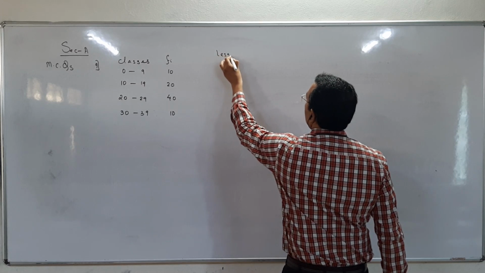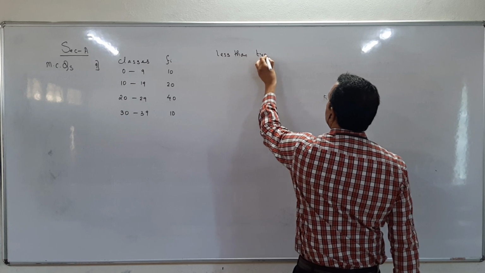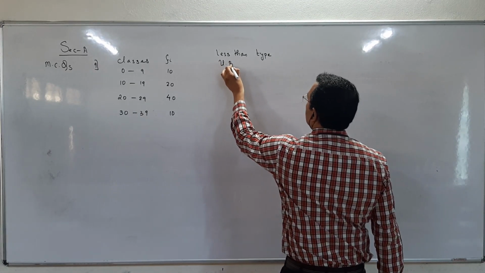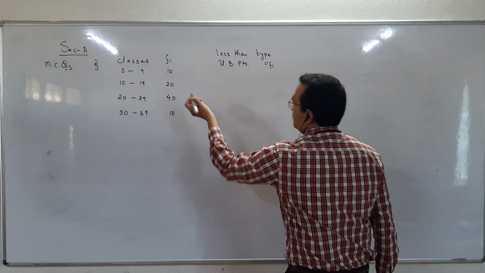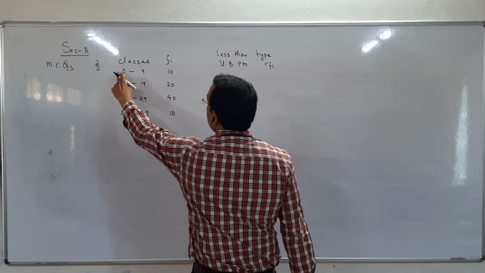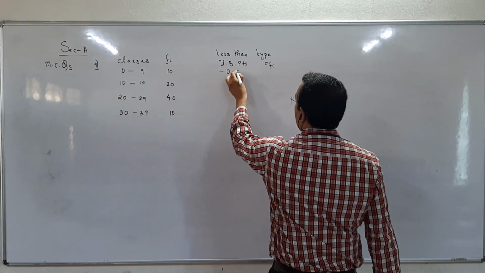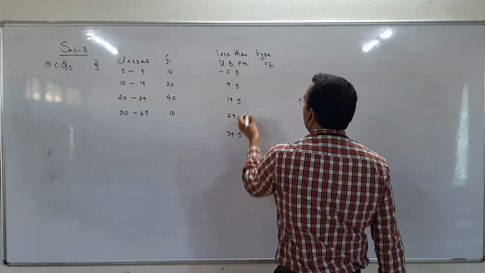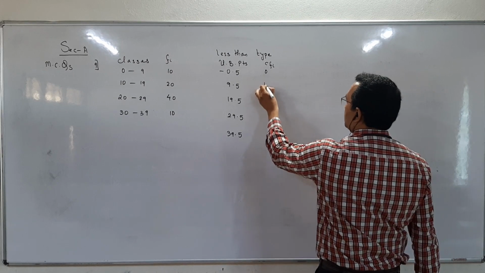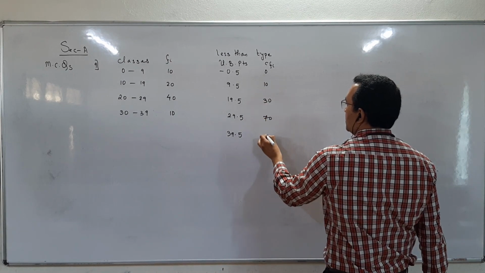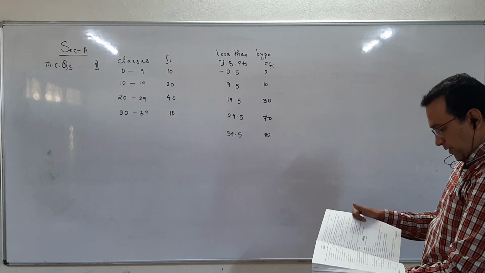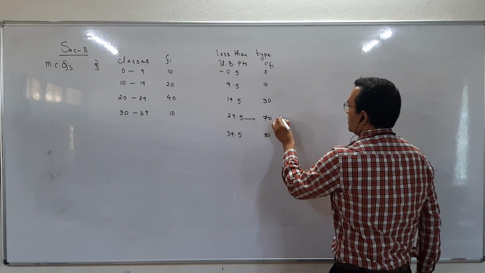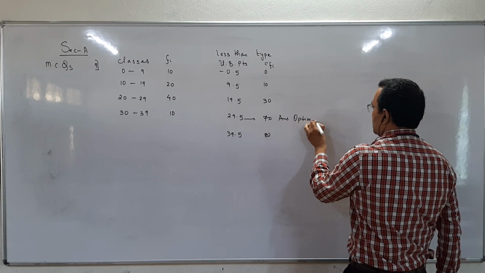Okay, students, less than type. So here we have to prepare a distribution which is less than type. In less than type, we use upper boundary points and corresponding CFI. But we start with a previous value. Boundary points will be here minus 0.5 to 9.5. So 9.5, 19.5, 29.5, 39.5. We start with 0. 0 plus 10, 10 plus 20, 30 plus 40, 70 plus 10, 80. So, we are asked what is the less than type cumulative frequency for the boundary point 29.5. The answer is 70. So, the correct option is option C.